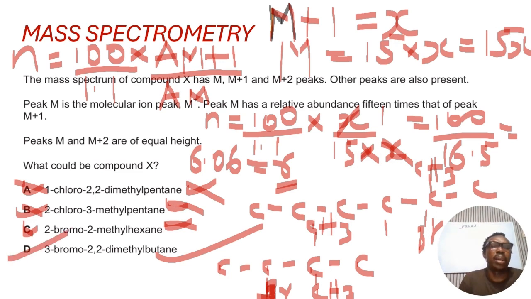D, which is 3-bromo-2,2-dimethylbutane, because it contains a bromine atom, where the molecular ion and the molecular ion plus 2 peaks are of equal height, and the number of carbon atoms is equal to what? 6. So it's as simple as what?